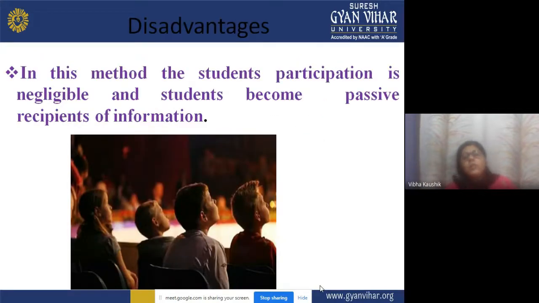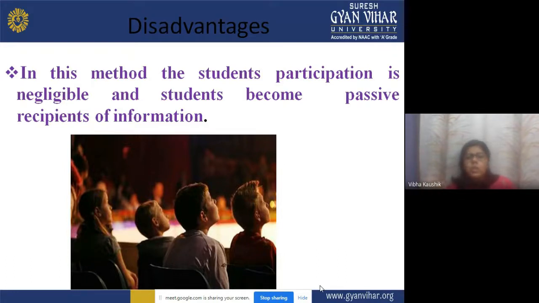Now, what are the disadvantages, demerits, if the teacher is teaching with the help of the lecture method? In this method, student participation is negligible. Means the students are just passive listeners. They are just listening to what the teachers are saying. They are not actively involved in the teaching learning process.